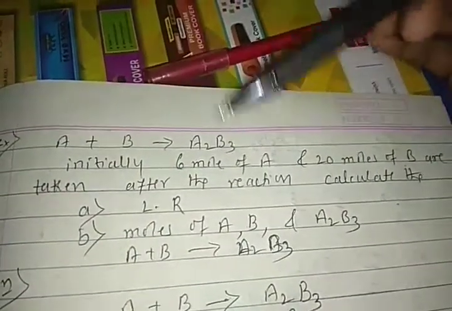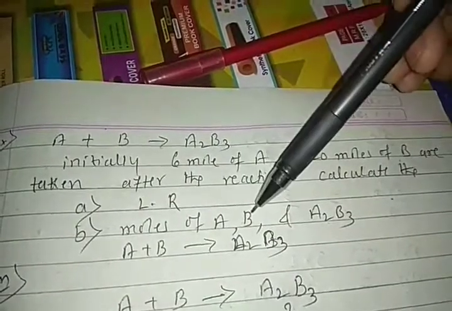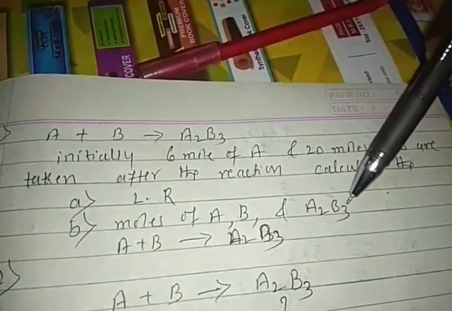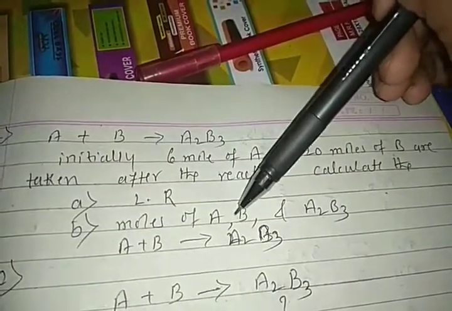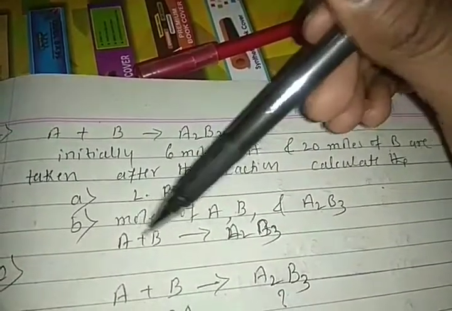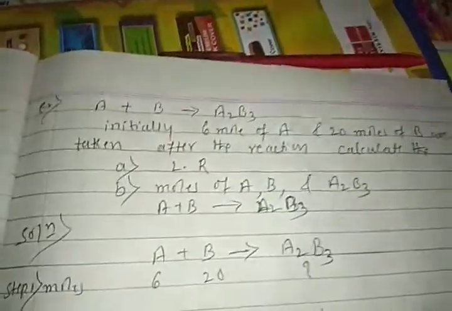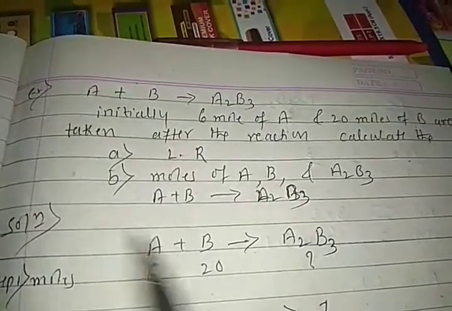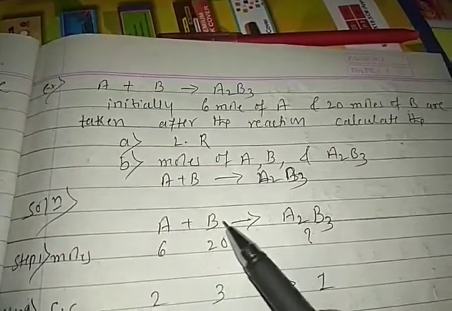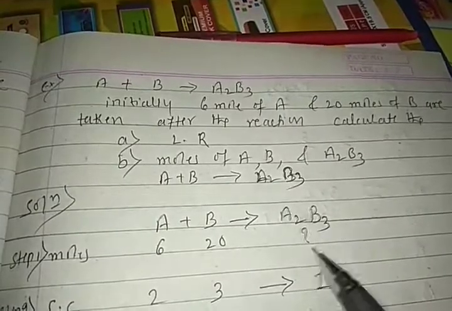Okay, so here we have to calculate the moles of A and B. What are the actual moles of A and the actual moles of B responsible for the formation of A2B3? So the moles of A, B and A2B3 in the given reaction. This is the reaction, so first we have to write the reaction. Solution. Step 1, moles: A is 6, B is 20, converted into A2B3. We have to find the number of moles.